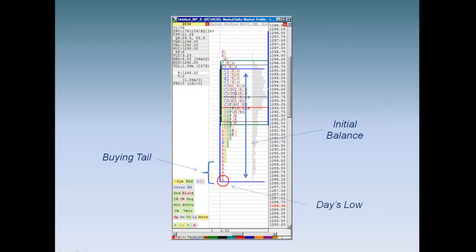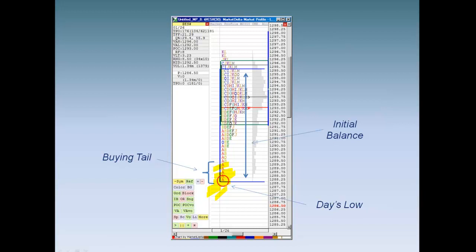The day's low is the lowest point, or the lowest print, that printed during that initial balance period. It is not difficult to identify the low once you have carefully analyzed this initial period, and once again look for the tails, keep an eye out for those tails, and the rule is the longer the tail, the greater the likelihood that this will hold.